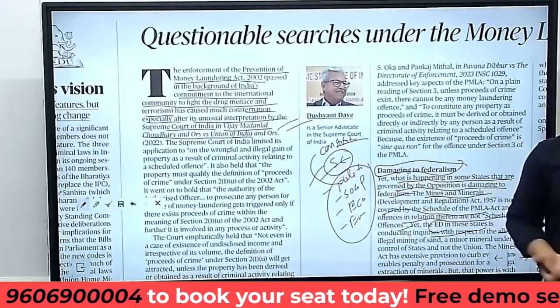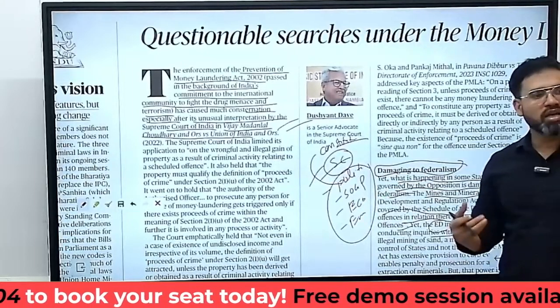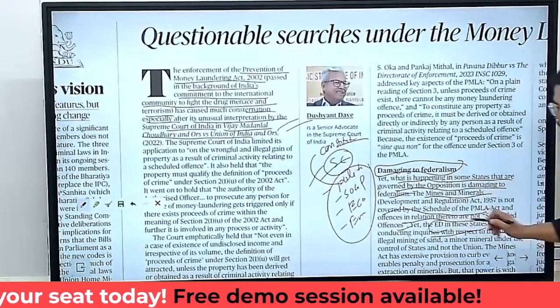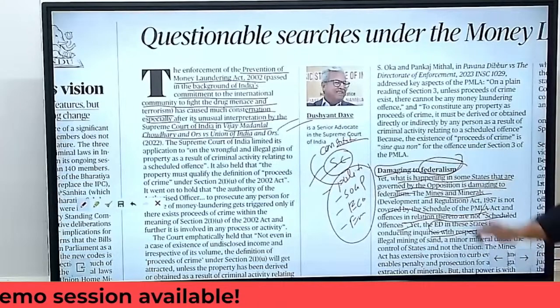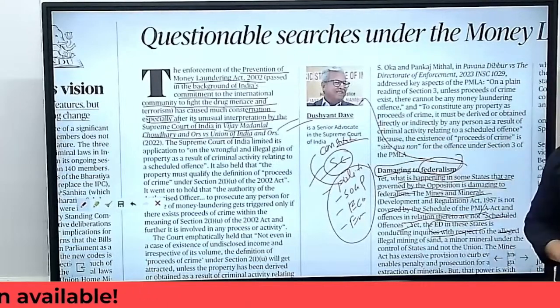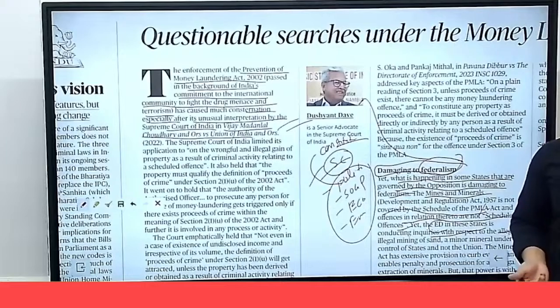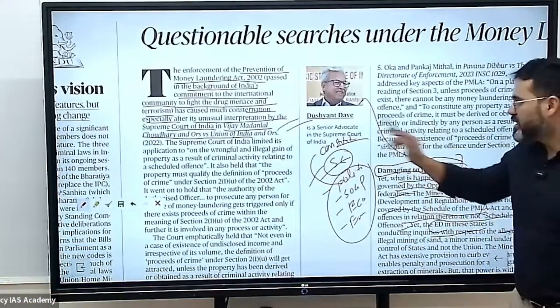So the state's autonomy is gone. You are not taking permission from the state and ED is searching those areas. This means you are not respecting federalism. That is the view of this writer. It is not necessary that it is correct. I told you, this is the perspective of this writer.